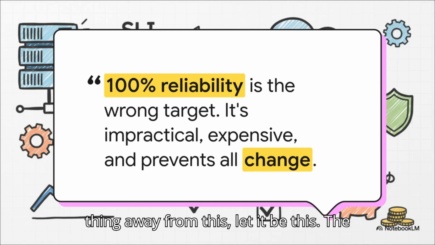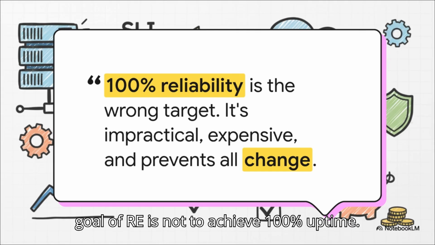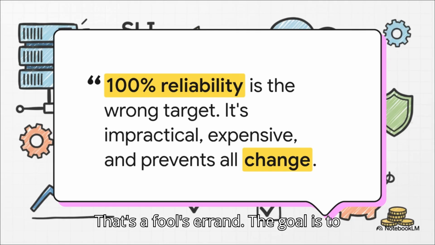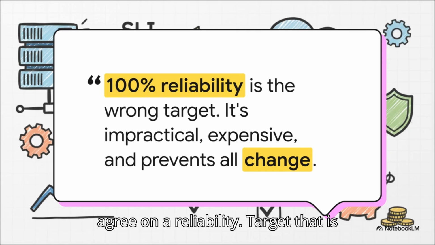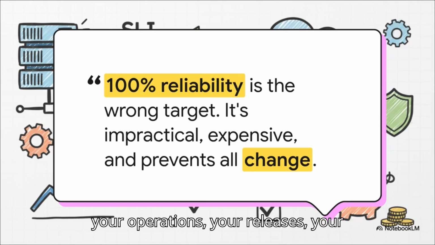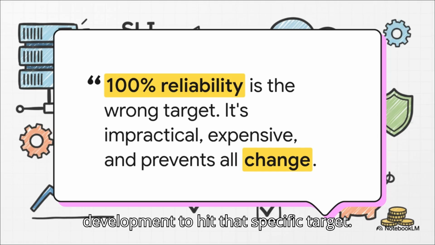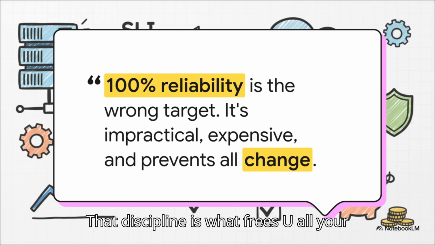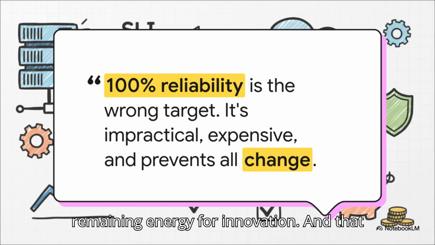If you take one thing away from this, let it be this. The goal of SRE is not to achieve 100% uptime. That's a fool's errand. The goal is to agree on a reliability target that is good enough, and then manage everything, your operations, your releases, your development, to hit that specific target. That discipline is what frees up all your remaining energy for innovation.